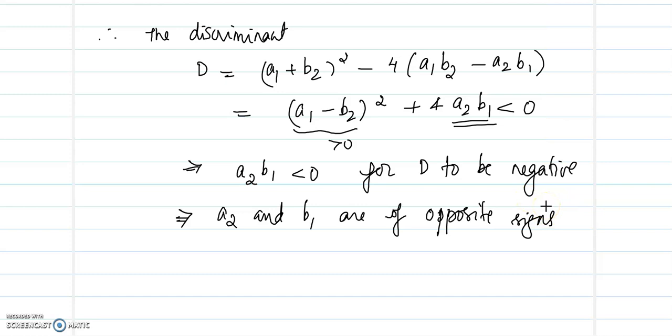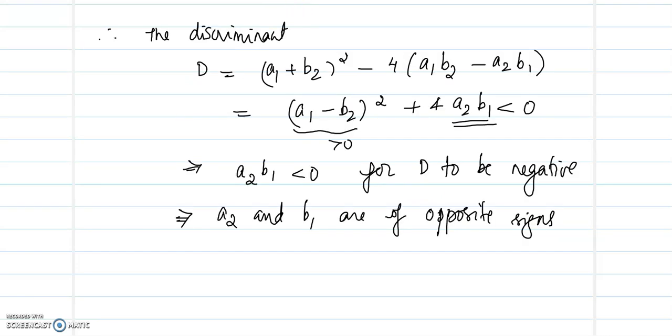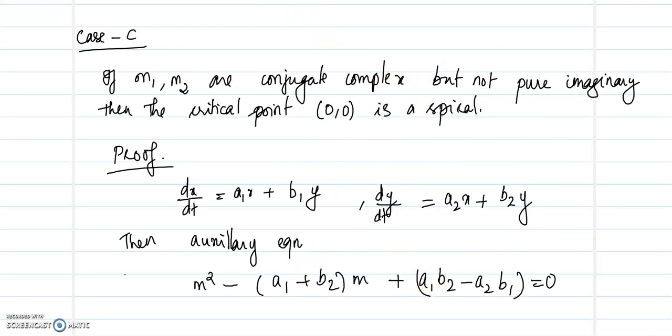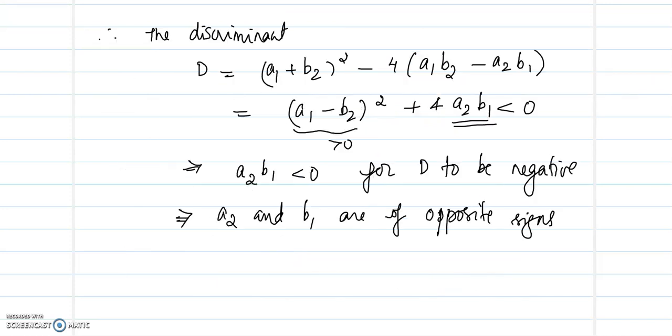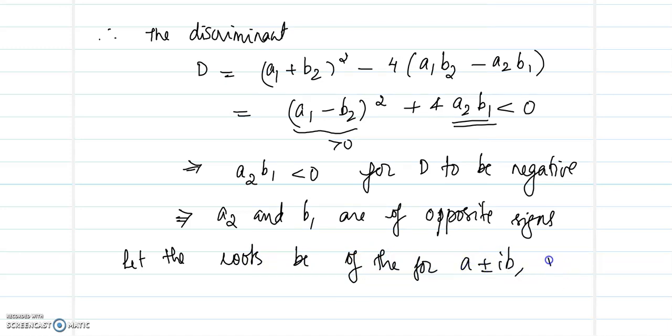And now when you have complex roots for the equation, let the roots be of the form a plus or minus ib. Since it is not pure imaginary, a cannot be equal to 0.